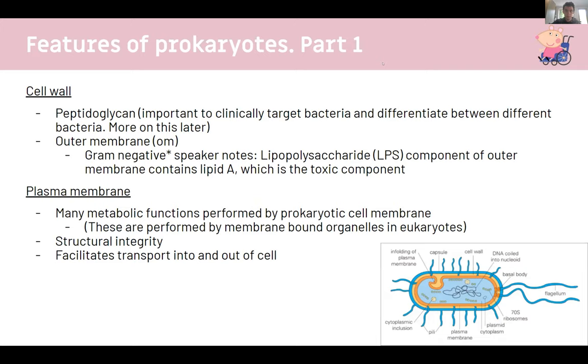More features of prokaryotes. As we said before, they have a cell wall, and the cell wall consists of peptidoglycan. And this is important to clinically target bacteria, because in a clinical setting, in order to treat an infection, what is the difference between a bacterial cell and normal human cells? Because we don't want to affect human cells. One of the huge differentiations is that the cell wall of a prokaryote has peptidoglycan. So we're going to try and inhibit the synthesis of peptidoglycan, which is essentially how penicillin or amoxicillin works, which you'll talk about later.